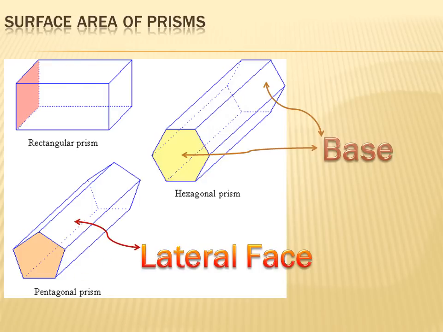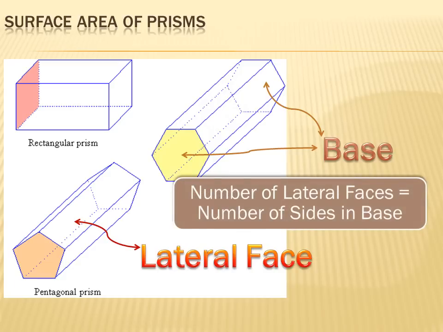Now you need to remember this. There's going to be the same number of lateral sides as there are sides to the base. If I've got a rectangular base, it's a four-sided figure. That means I'm going to have 4 lateral faces. The number of lateral faces will equal the number of sides in the base.